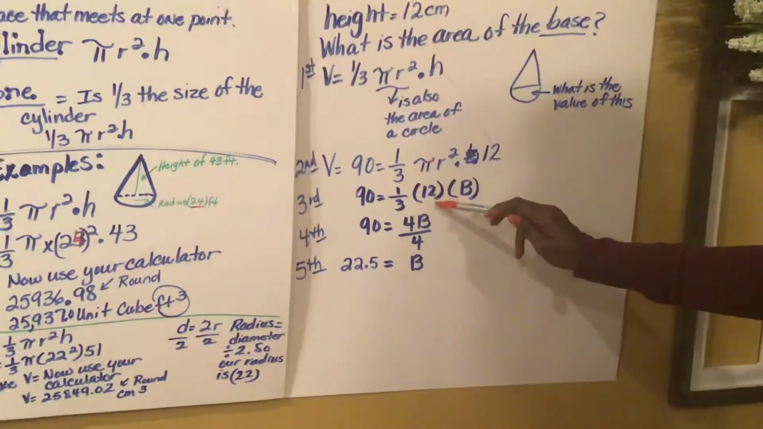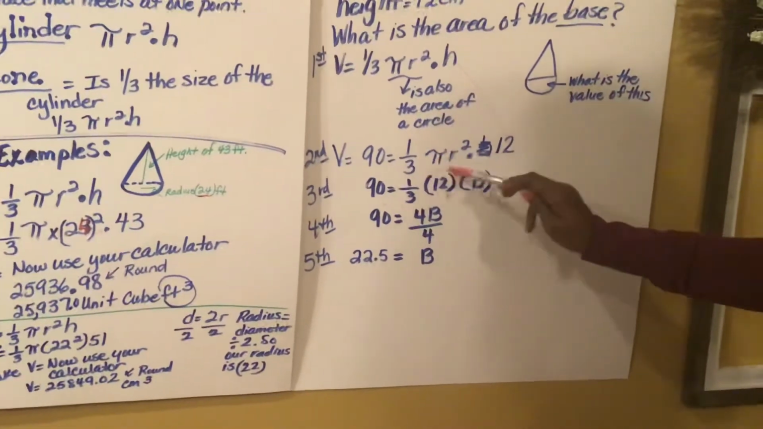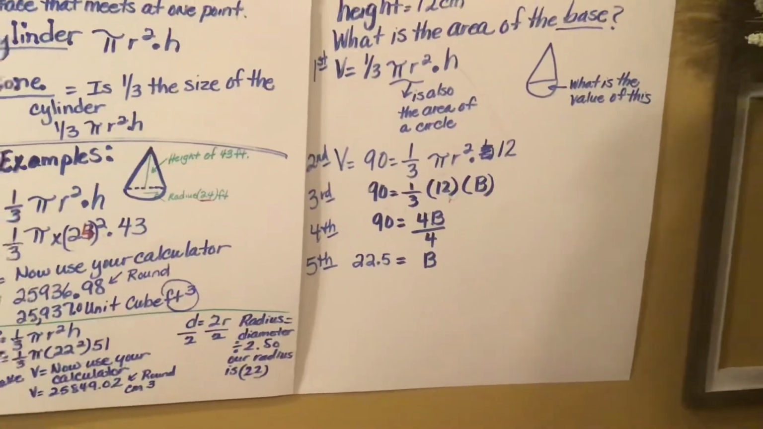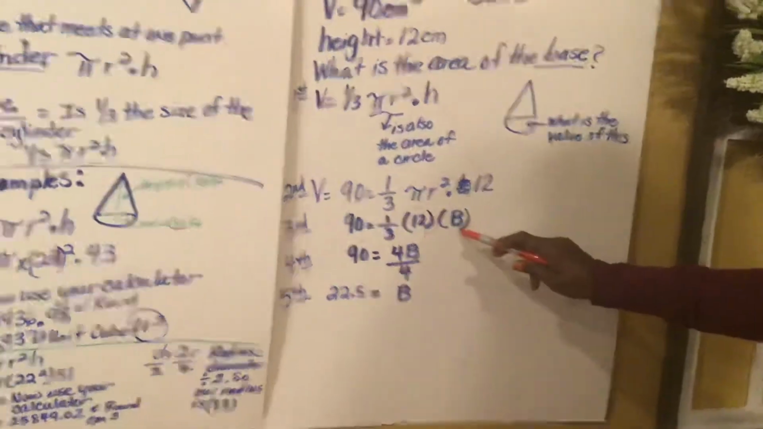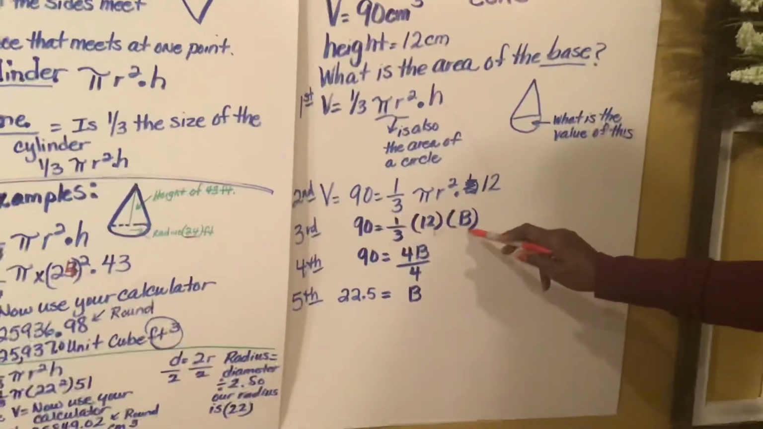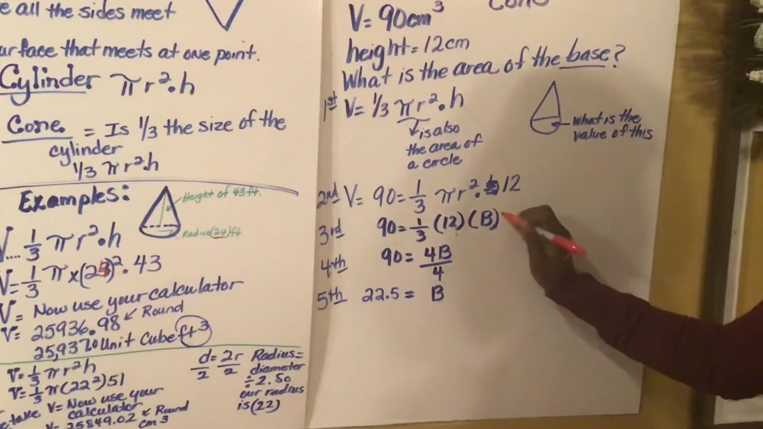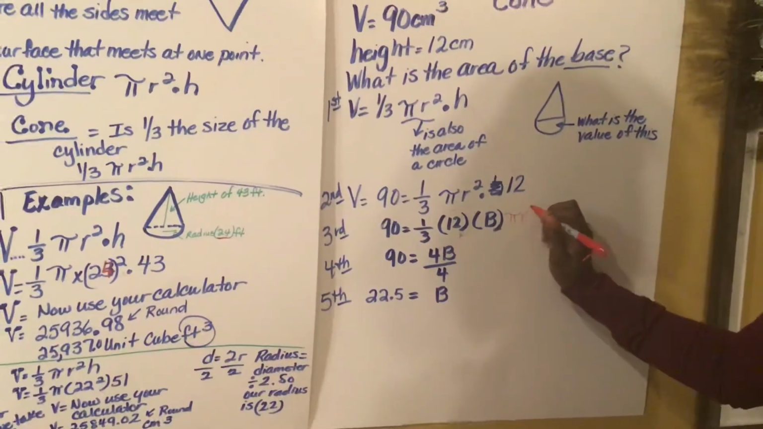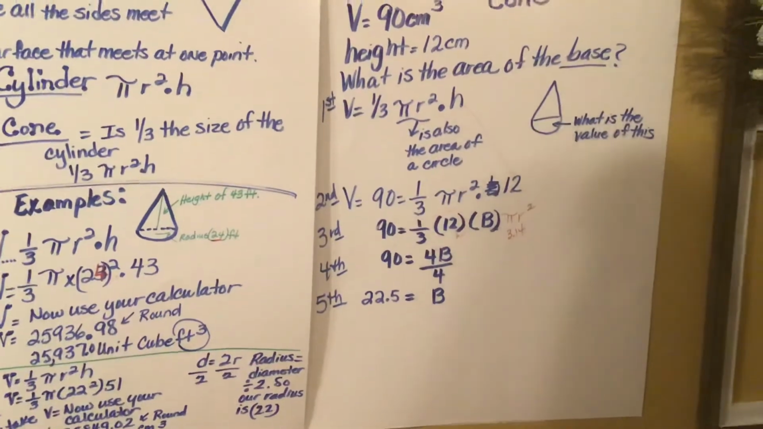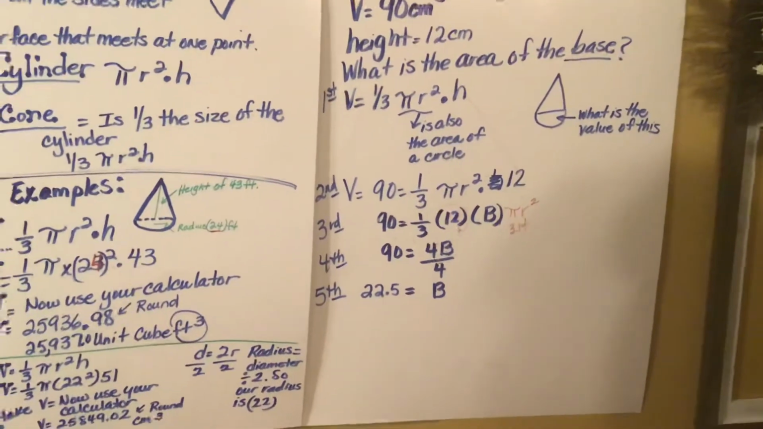Now, why is 12 there? Because that's our height. But what did we do with the 3.14 squared? Why are we not using that? That's B for base. So that B right there means what? Pi r squared. So that's the same thing as pi r squared. So if I need to write that here, I can. And we know the pi r squared would be 3.14 squared. Got it? Yes, ma'am. Any questions? No, ma'am.